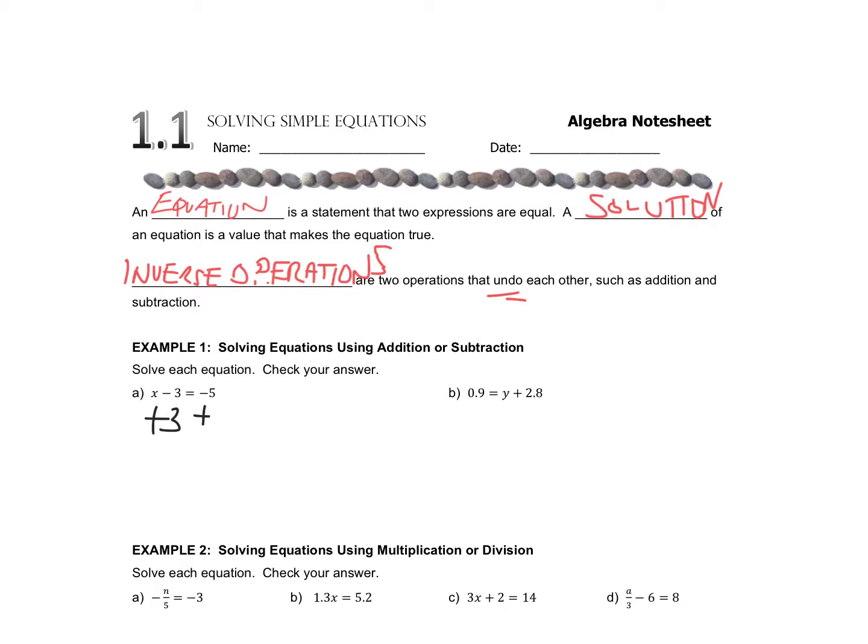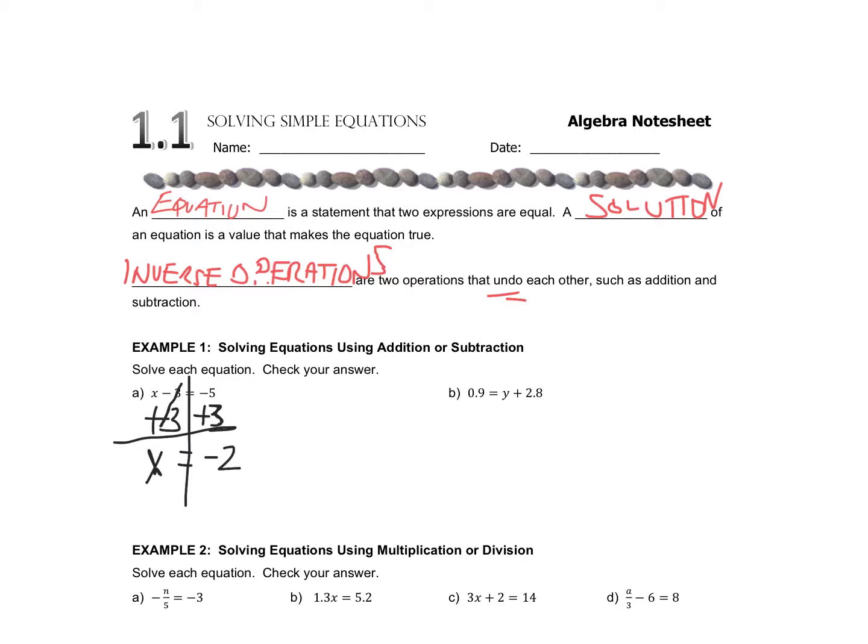So if I add 3 to both sides, this little imaginary line creates the wall between my two expressions. What I'm going to get is negative 3 and a plus 3. That's going to cancel out, leaving me with just x. And on the opposite side, negative 5 plus 3 is a negative 2.